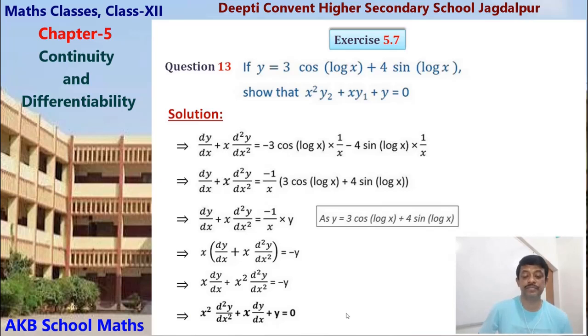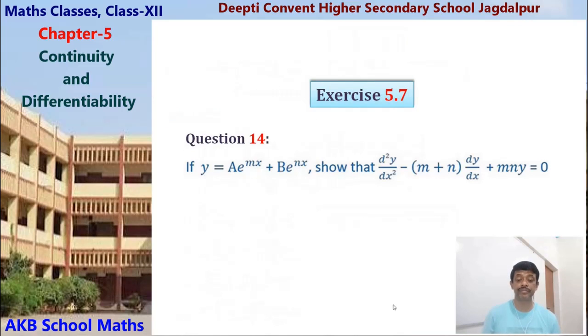So this is the required result. So we have shown this. Clear? The main point here is that this is equal to y. So that's why we put y in place of this, and then we can adjust it and get the required result. So this is the solution of question 30. Okay, now taking question 14.